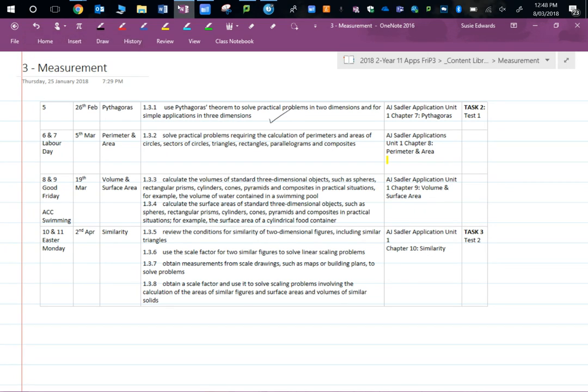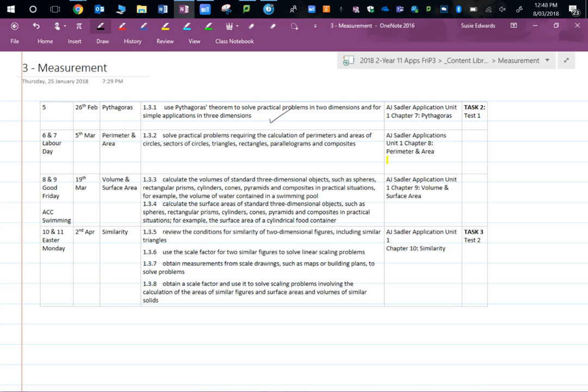Okay, so perimeter. In this program, it says we need to be able to know the perimeter of circles, sectors of circles, triangles, rectangles, parallelograms, and composites. Those are the shapes I'm going to make sure that you know about. But the word composites is the main one there. If you look at the last word, it says composites. What does composites mean?